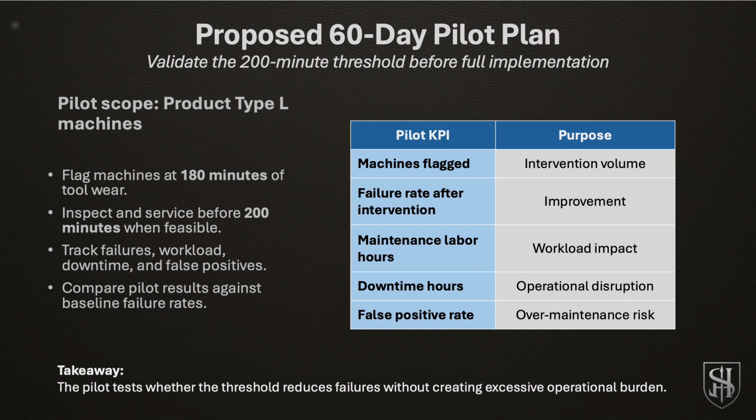This slide turns the analysis into an operational action plan. The recommendation is to launch a controlled 60-day pilot focused on product type L machines. Product type L is the recommended pilot group because the analysis showed that it had the highest overall failure rate and the highest high wear failure rate after the 200-minute tool wear threshold. The purpose of the pilot is to validate whether the 200-minute threshold can be used as a practical preventive maintenance signal before full implementation.